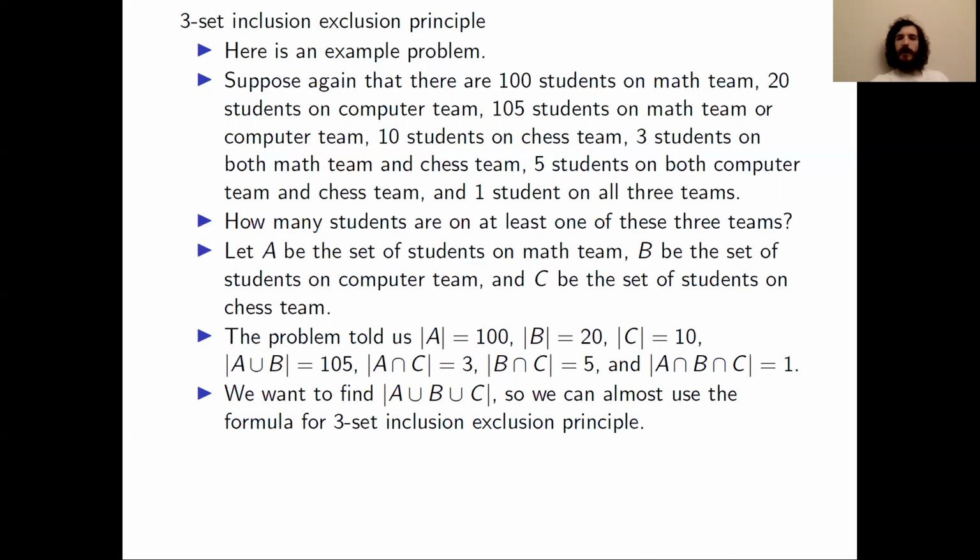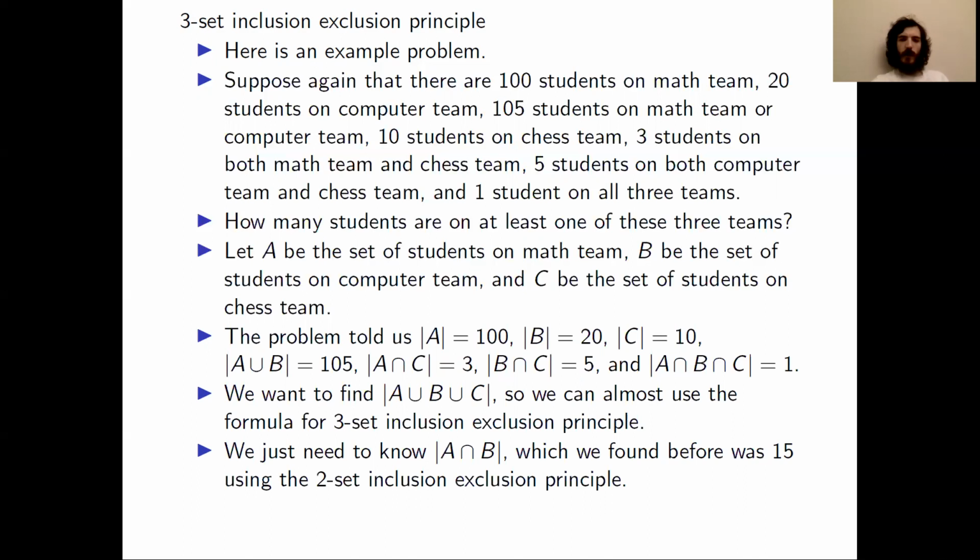In order to find that, we'd like to use the three-set inclusion-exclusion principle. We're only missing one piece of information that we need to use that principle. We just need to know the cardinality of A intersect B. But we actually found that in an earlier problem, which had the same setup. And we found that the cardinality of A intersect B is 15. And we used the two-set inclusion-exclusion principle to find that.